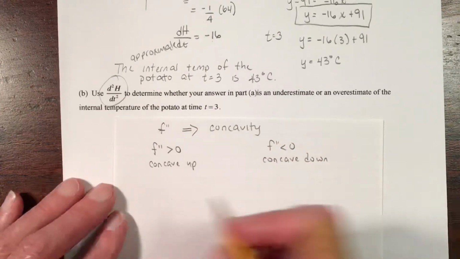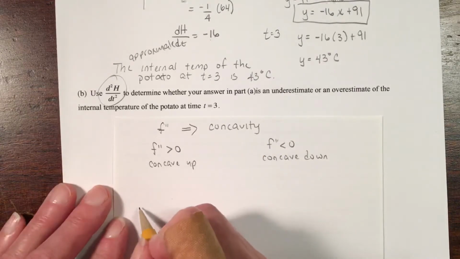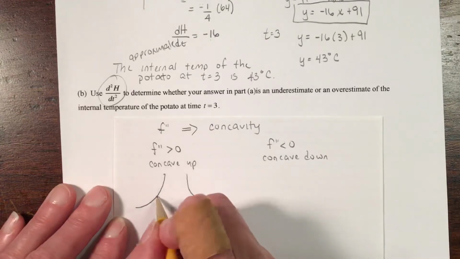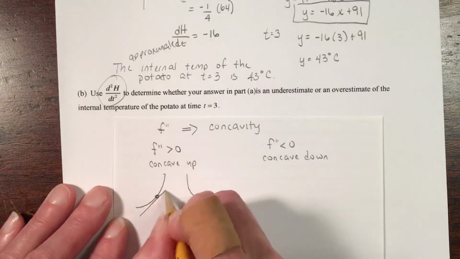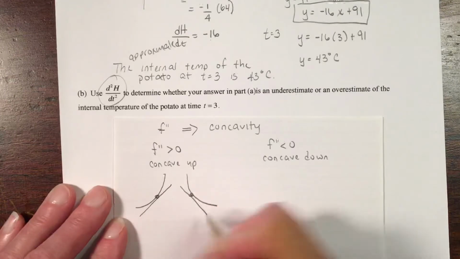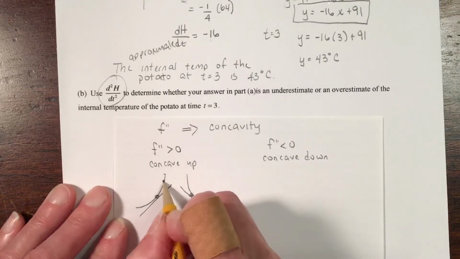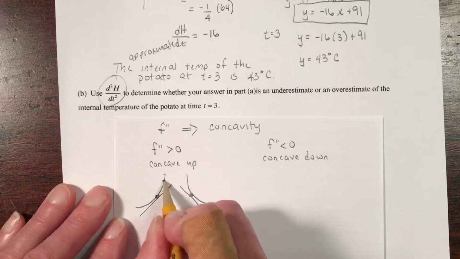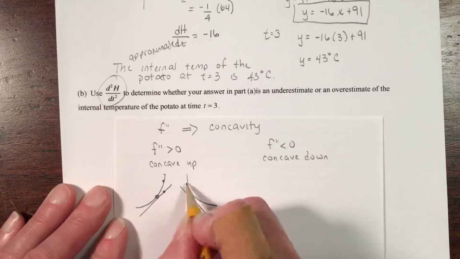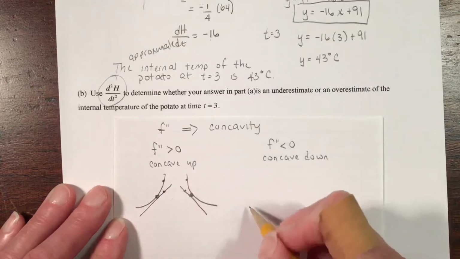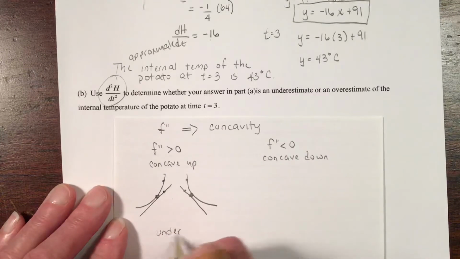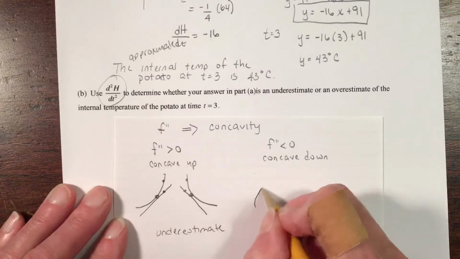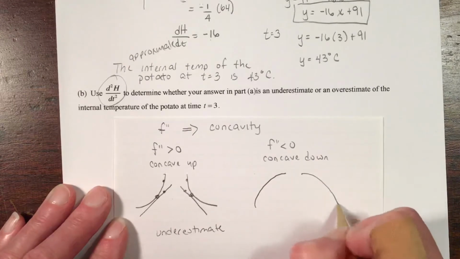Now, how does this tie into what we're dealing with? Well, if our function is concave up, we can either have this situation or that situation. If we have a tangent line, the relationship between the approximate value and the actual function value is that the approximate value is going to be an underestimate because it's below the curve. Underestimate. And if our curve is concave down, we can have this situation or that situation.